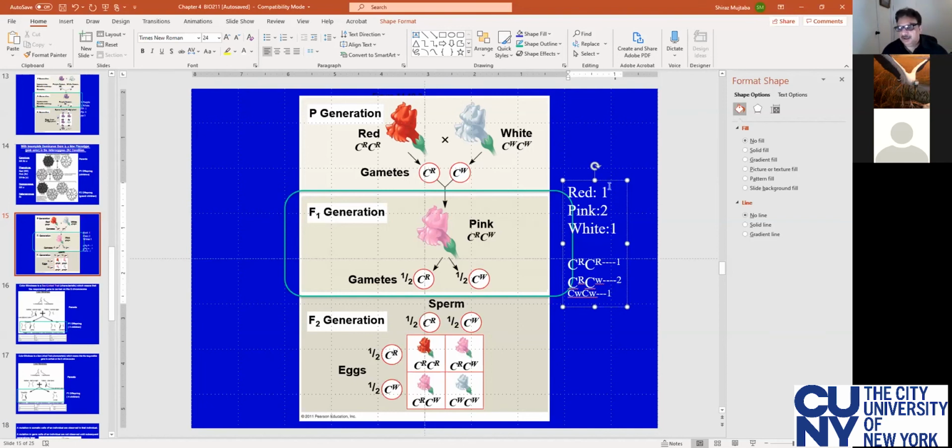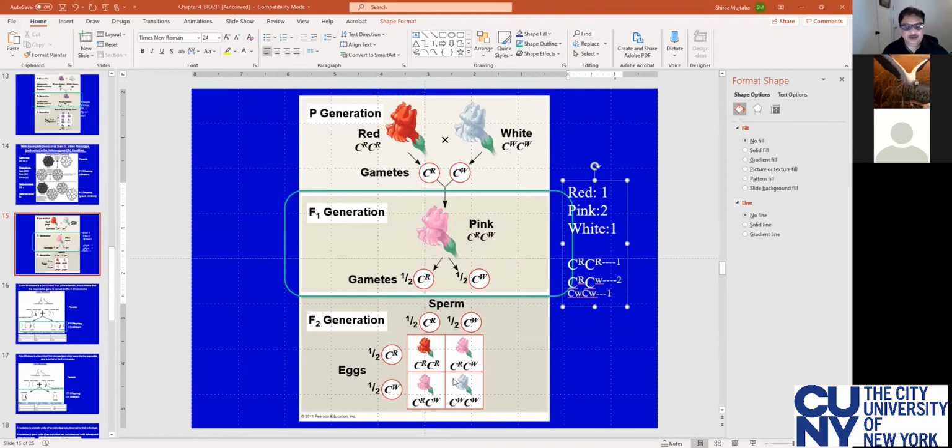So in case of incomplete, why incomplete? Because none of the characters are dominant here. So the phenotype in F2 generation is 1:2:1, and the genotype is 1:2:1. So phenotype and genotype are similar in case of incomplete dominance.